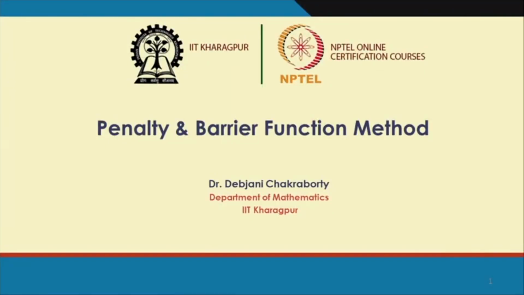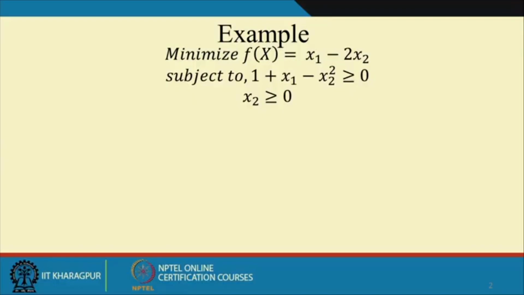Now, today I will discuss the general penalty or barrier function method for those nonlinear programming problems where we have inequality constraints as well as equality constraints. Not only that, I will try to solve a problem for the maximization type of nonlinear programming. I will start the class with this example today.